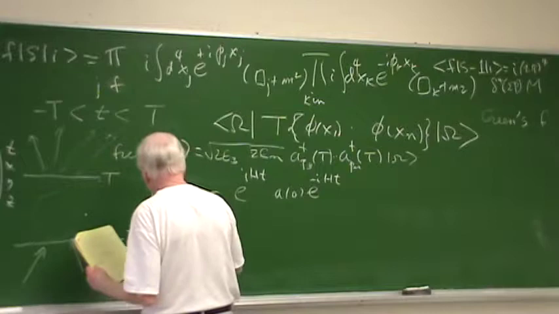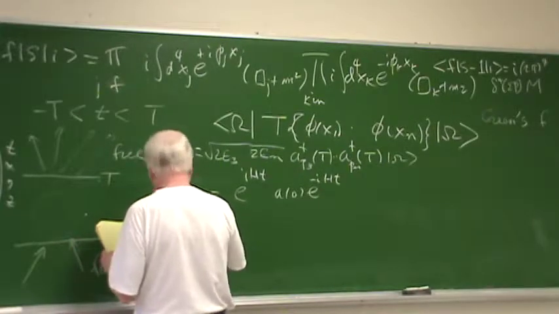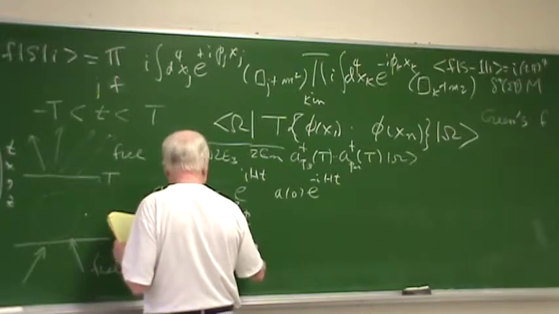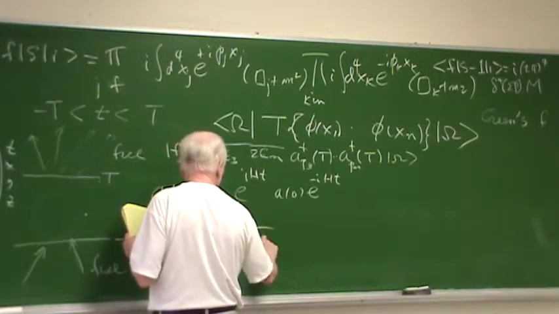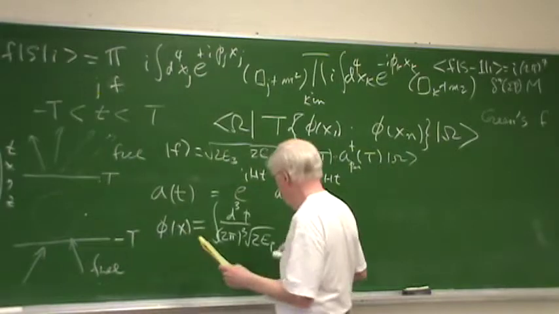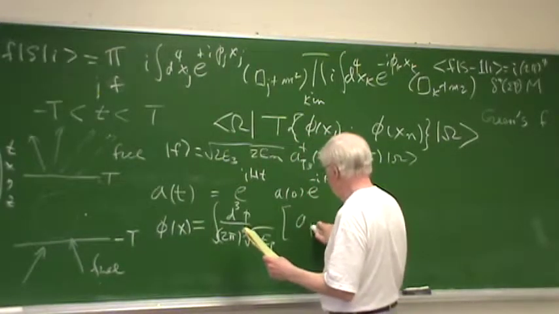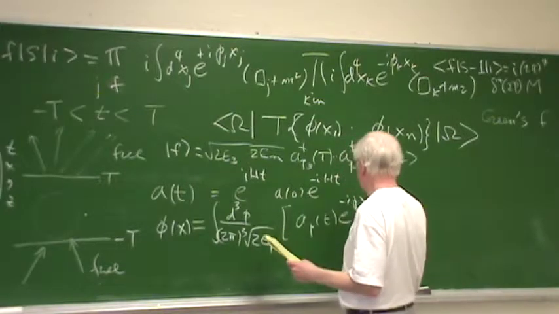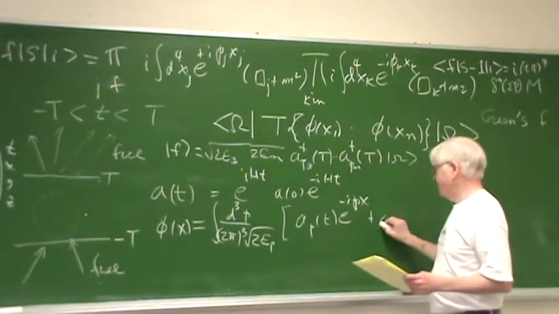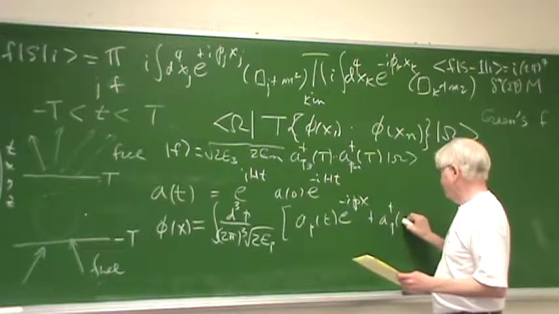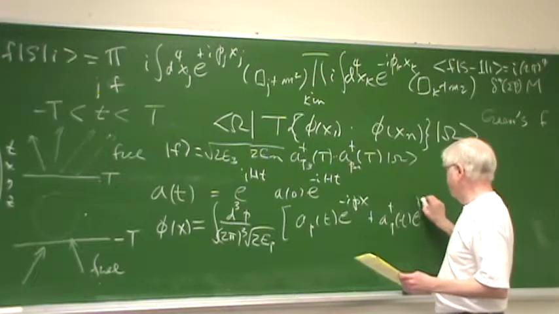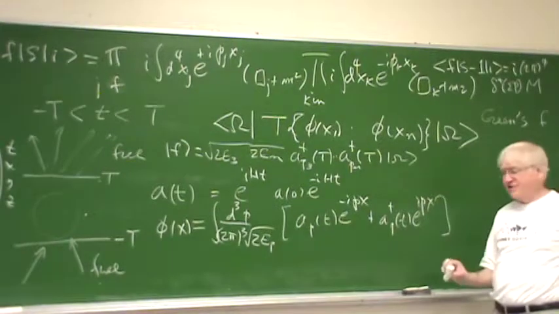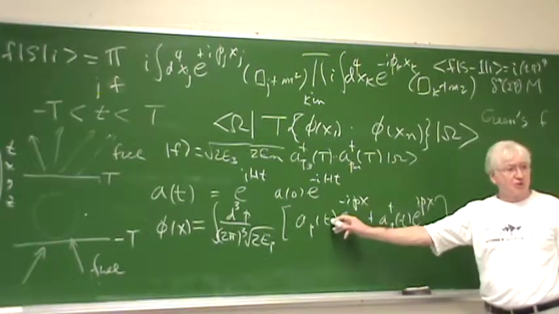In other words, Schwartz writes the field as the integral d^3p over 2 pi cubed root 2E, and now A_p of t e to the minus i p x plus a dagger p of t e to the i p x. Okay. So in other words, if this were purely a free field, then there'd be no t here at all.